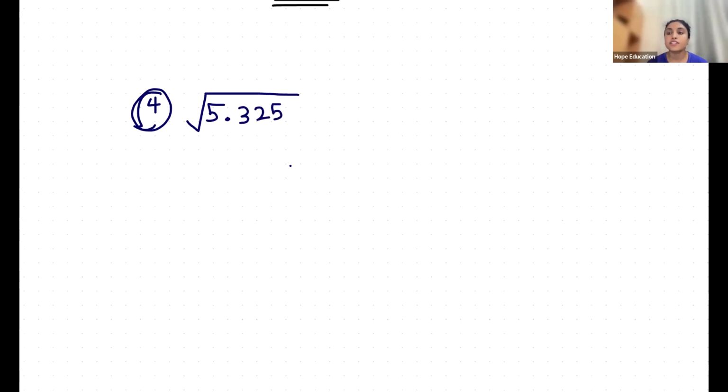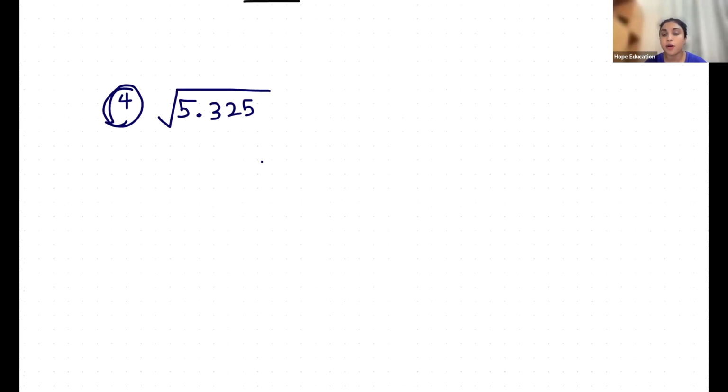Okay. Now, first of all, I told you we have to divide this into pairs of digits. So, if you take 5.325, I told you the numbers before the decimal point and after the decimal point both have to be arranged into pairs of digits. So, before the decimal point, we only have one number, only 5. Then how do I make it a pair? How do I make this a pair?